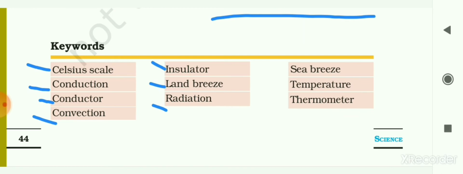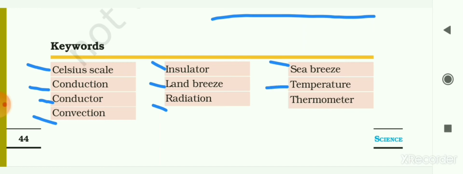So it is another mode of transfer of heat. Next is sea breeze. In the coastal regions, during the daytime, the flow of cool air from the sea towards the land to replace the hot air on the land is called the sea breeze. The air will flow from sea to land to replace the hot air which is over the land. So that is known as the sea breeze.